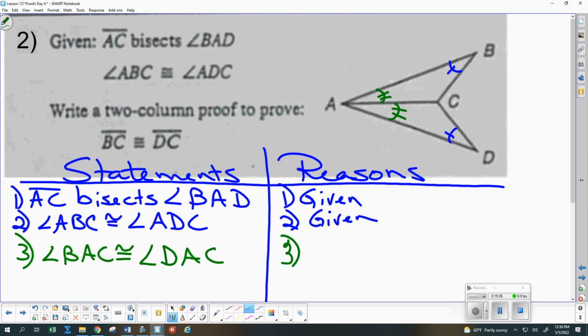And who can tell me my reason for that? What's my reason for that? Griff? Perfect, definition of bisect. Again, I'm trying to prove that 2 parts are congruent, so I probably need congruent triangles first. I have 2 sets of angles. What else can I get so that I'll be able to say that the two triangles are congruent? Ada?